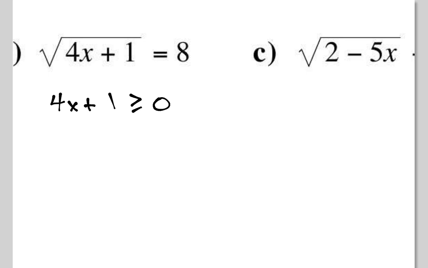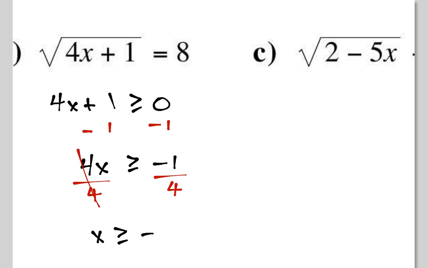And then this is just equation solving practice. It's plus 1 on the left, so we have to go minus 1, minus 1. Then we get 4x is greater or equal negative 1. This is just equation solving practice. There's a 4x. We want to make it 1x, so we have to divide by 4. Then you get x is greater or equal negative 1/4.